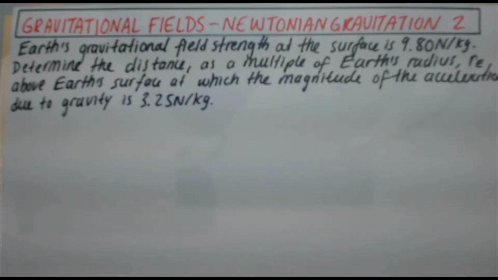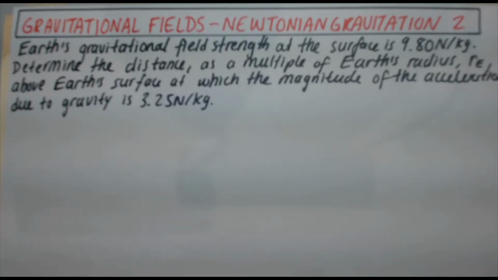So the way to do this, we're not given any distances. We're told to give the distance relative to Earth's radius. Okay, so we want to see the point at which the acceleration due to gravity changes. So let's first come up with an expression for the acceleration due to gravity.